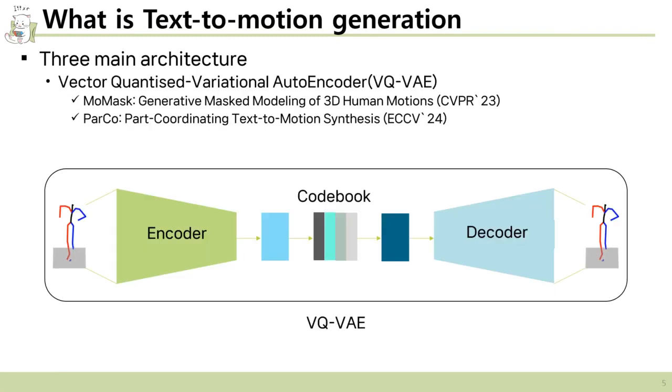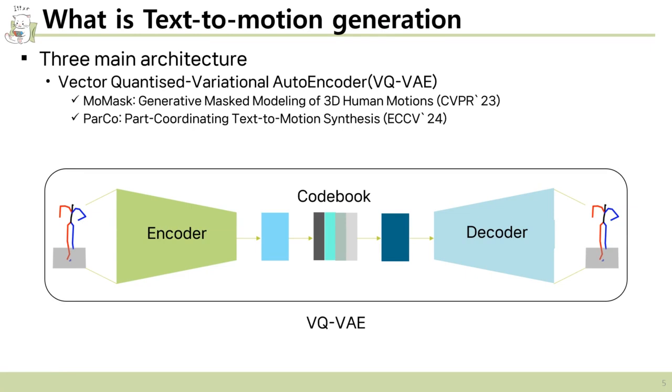Next, let's discuss the vector quantized variational autoencoder, VQVAE, which builds on the traditional VAE by introducing a codebook. In this model, the codebook allows the system to map text to specific motion codes. These codes represent discrete segments of the motion, which makes the entire process more efficient and structured. This is a key difference from standard VAEs, where the latent space is continuous.